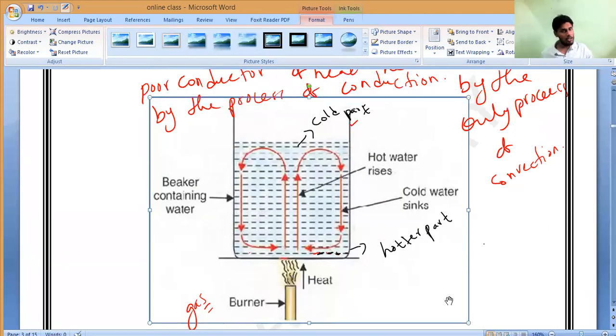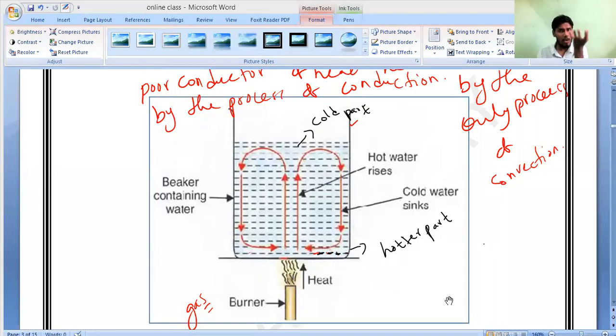Just above the flame of a burner is what we call the hotter part. From the hotter part to its colder part, at the top of the water, the heat energy will transfer by the process called convection. Let us discuss it in more detail.